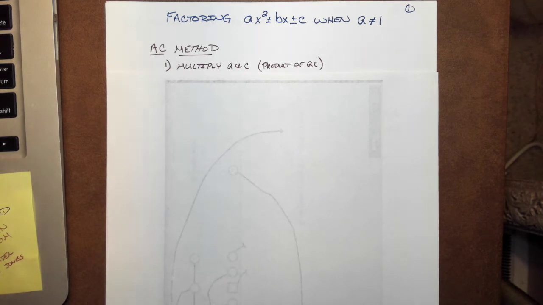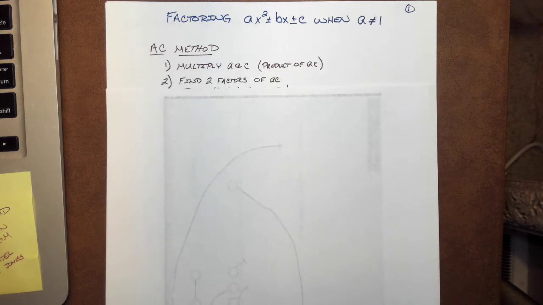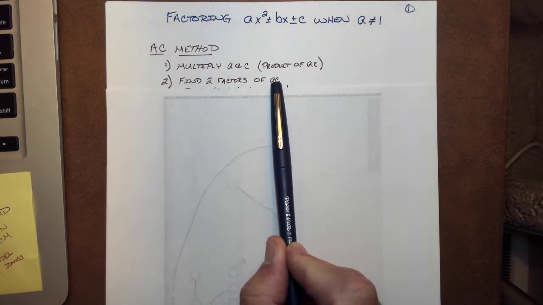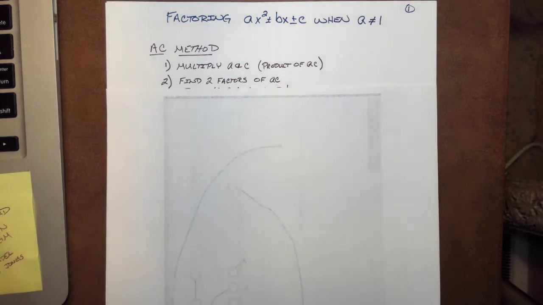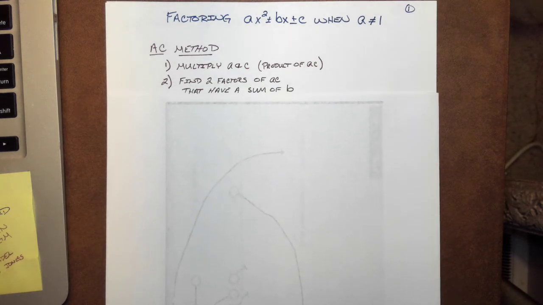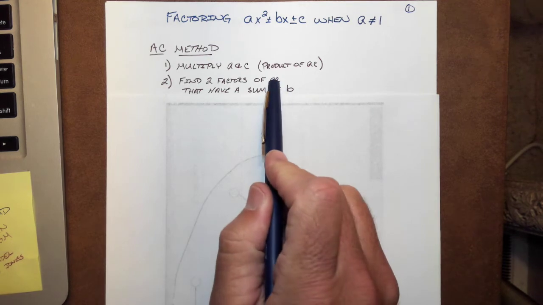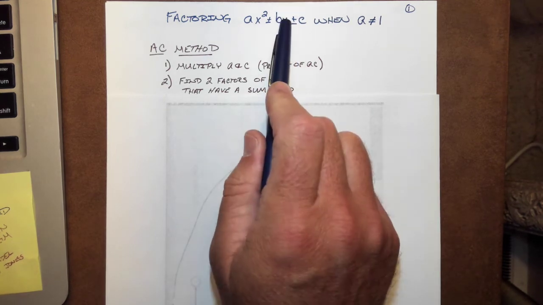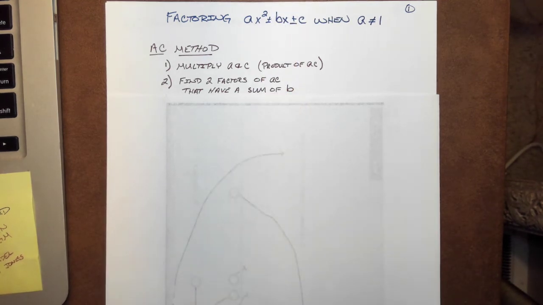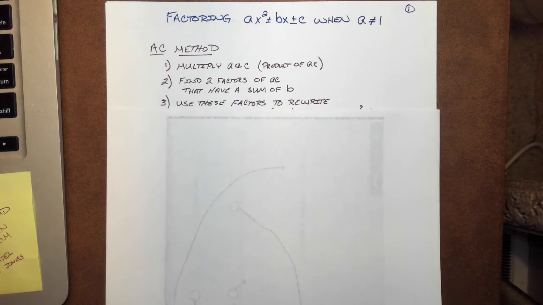So the product of AC. Multiply them together, we'll get some number. After we do that, we're going to find two factors of this answer we got from taking A times C and check that they have a sum of B. So similar, whatever this number is, two factors, and they have to add up to B. Now, we just don't write these in quantities.